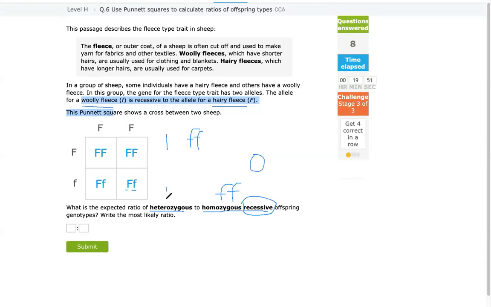Okay. So how many heterozygous do we have? One. Just this one? No, it's two. We have two. And how many homozygous recessive do we have? Zero. So the ratio is what? Two.